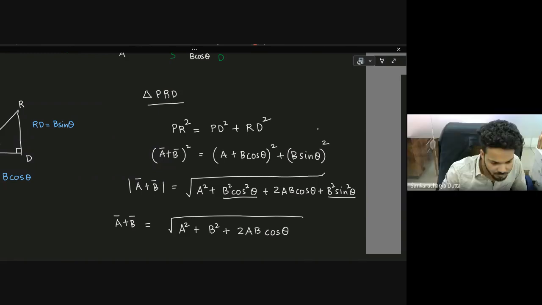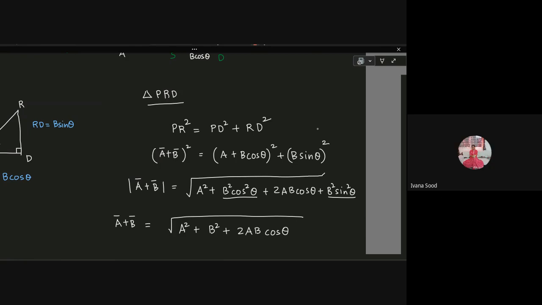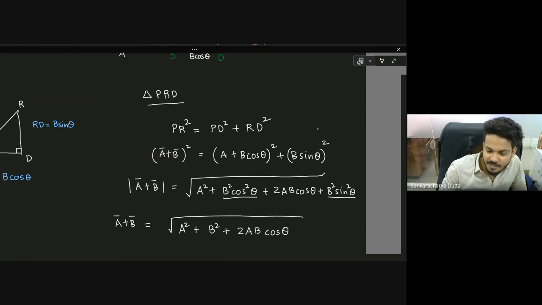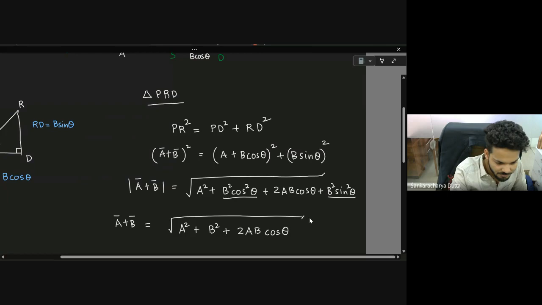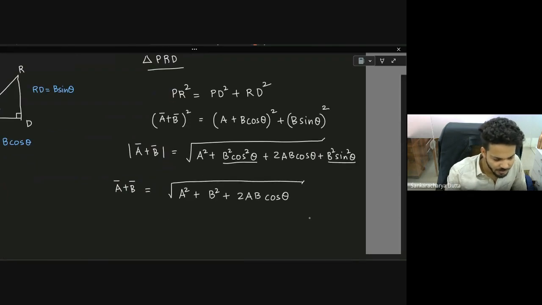So can we write it as A plus B cos theta? No, no. Because B doesn't have a cos theta, so you can't write it like that. It is very similar to A plus B whole square, but you have to understand there is 2AB cos theta. Do not confuse. It cannot be written as A plus B cos theta ka whole square, because A plus B cos theta ka whole square will be A square plus B square cos square theta, but there is no cos square theta at the end. So this is something that you have to memorize.